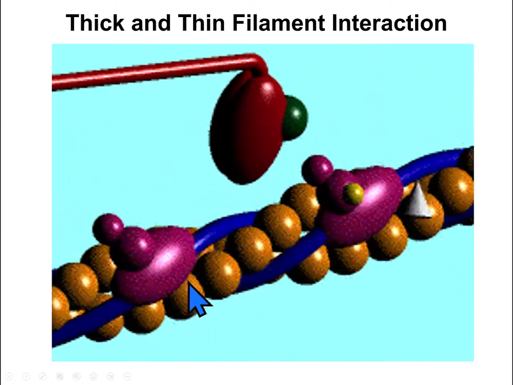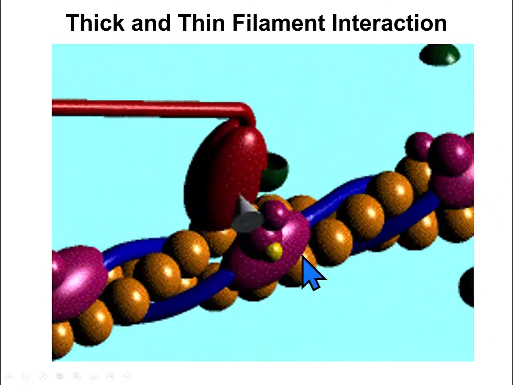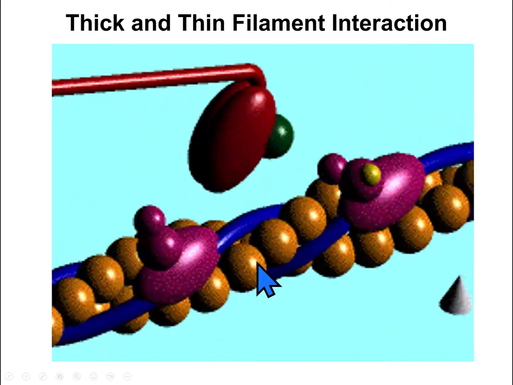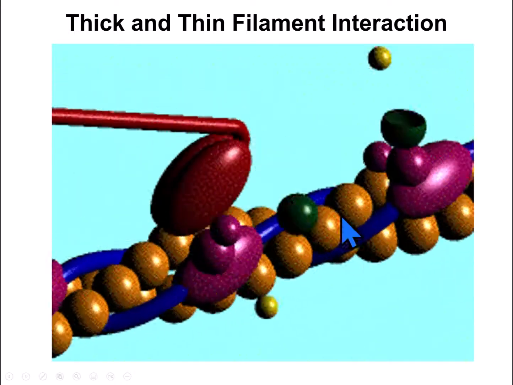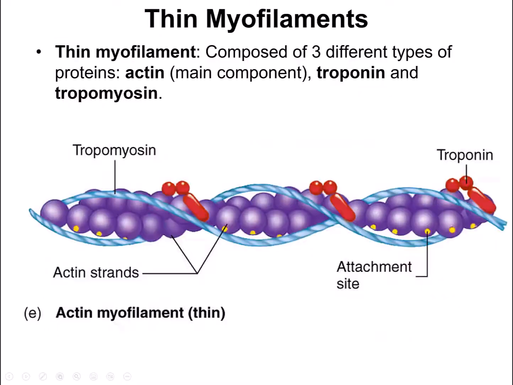Before I can talk about that, I need to go over the structures of the thin filament. That's what this myosin head is binding onto. So we're going to next go over the structures of the thin filament, and then we're going to put it all together and talk about the physiology of muscle contraction. Thin myofilaments are composed of 3 different types of proteins.